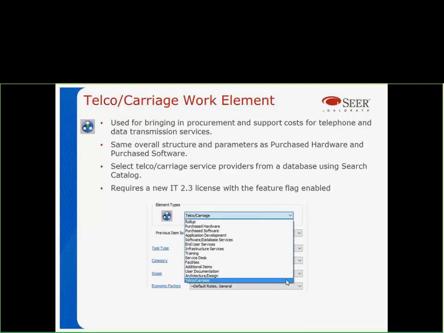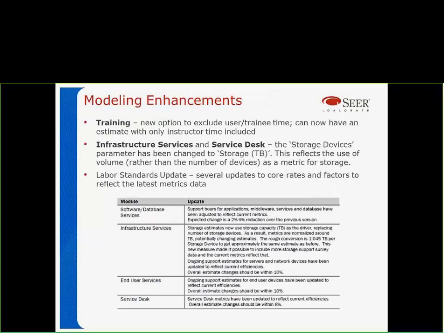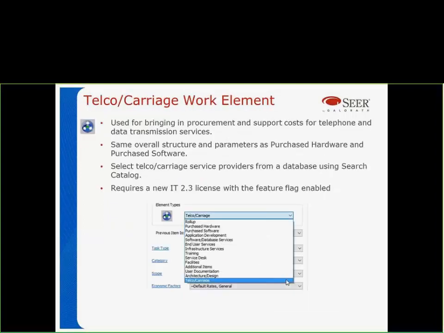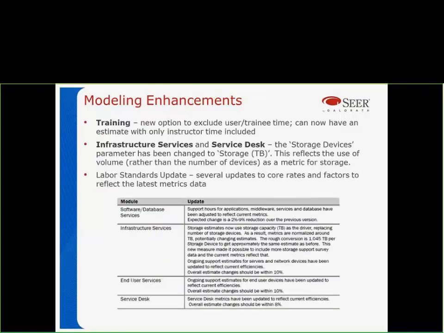And because there's sort of a big list of services and rates and things like that available, it needed its own catalog to drive what those costs are. Just a quick note is that if it's there and you can't use it, it requires a new license feature flag. If you want to use it, just give us a note and we'll give you an updated license that will enable that new element.